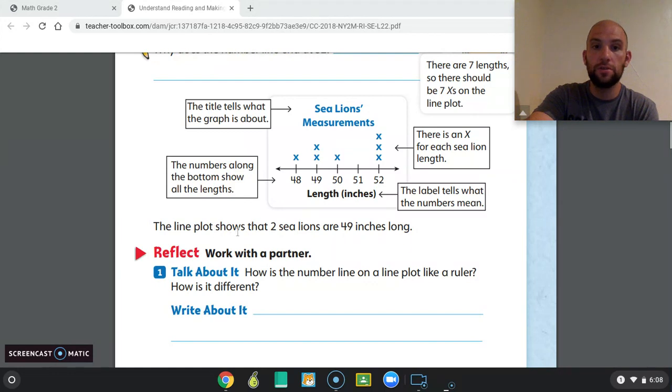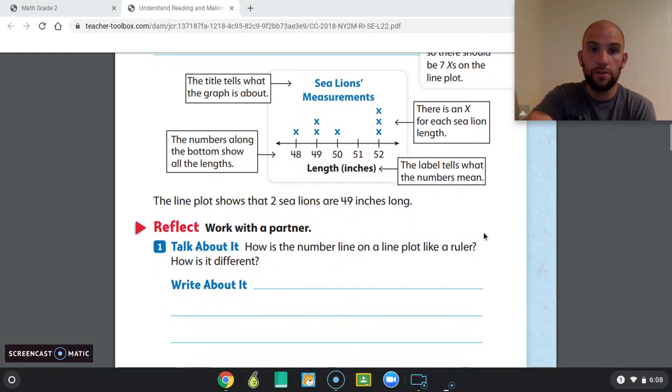The line plot shows that two sea lions, for example, are 49 inches long. So we can look at the number 49. We see that there's two X's. That means there are two sea lions that are 49 inches. So the question down here asks us, how is the number line on a line plot like a ruler? And how is it different? So we talked about that at the very beginning of our page.